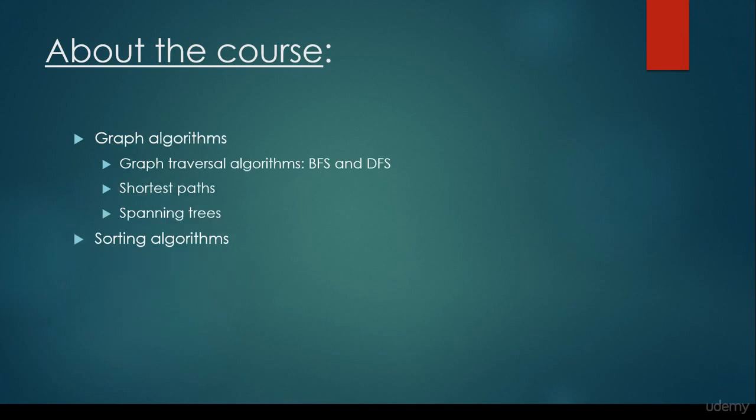As far as graph algorithms are concerned, we are going to talk about the main graph traversal algorithms, such as the breadth-first search and the depth-first search. Then we are going to consider shortest path algorithms, such as Dijkstra or Bellman-Ford algorithm. And of course, we are going to talk about spanning trees, how to implement it with the help of Kosaraju and Tarjan algorithm. The last chapter is going to be about sorting algorithms.